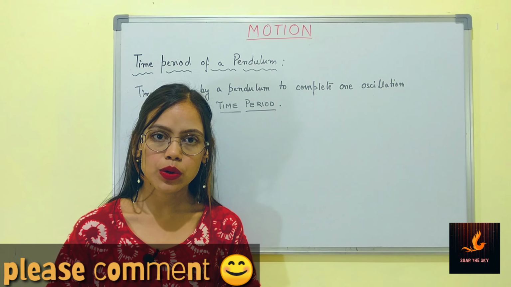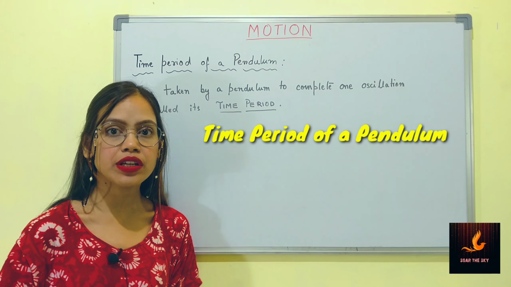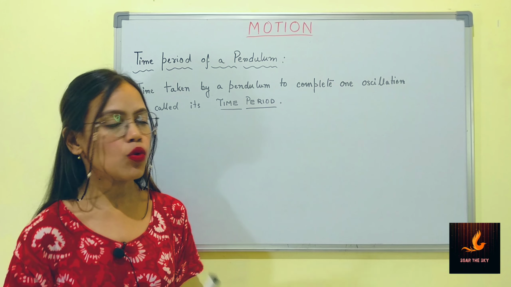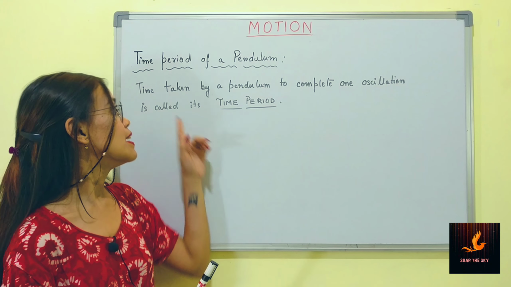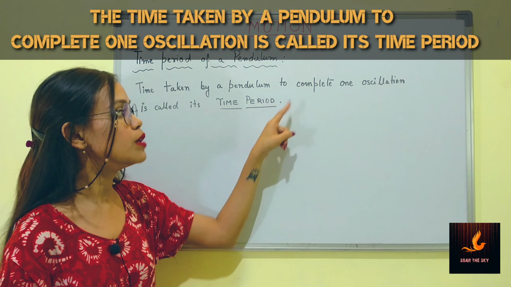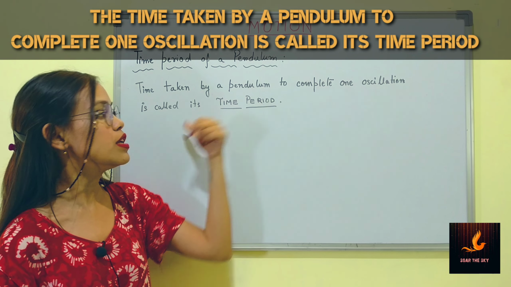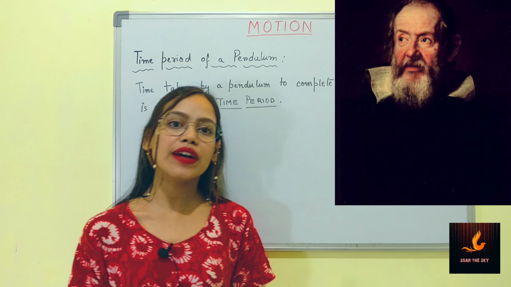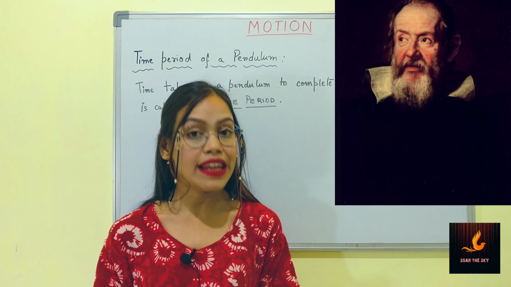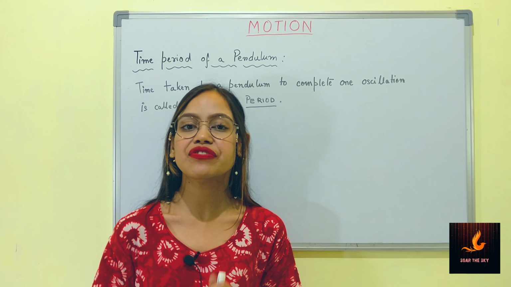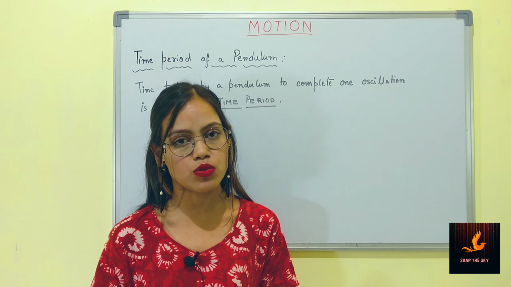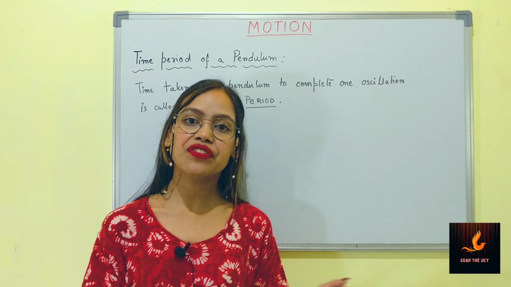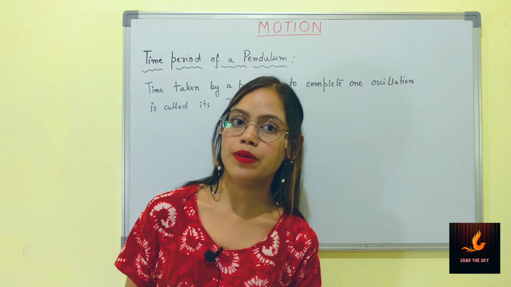In the last video, we were talking about the time period of the simple pendulum, and I'll just give you a quick recap of what the time period of the pendulum is. The time taken by a pendulum to complete one oscillation is called its time period. Now, from the great scientist Galileo Galilei, we came to know that length is a very important factor of finding out the time period of a pendulum. So, what are the other factors that can affect the time that we calculate from the simple pendulum?